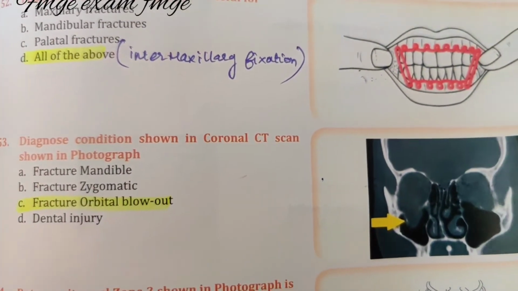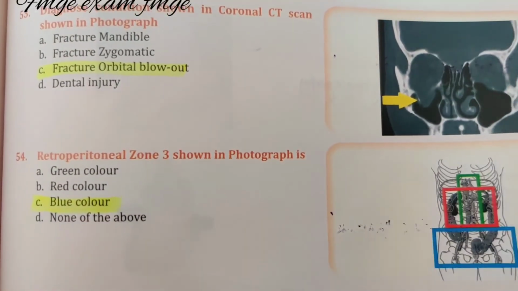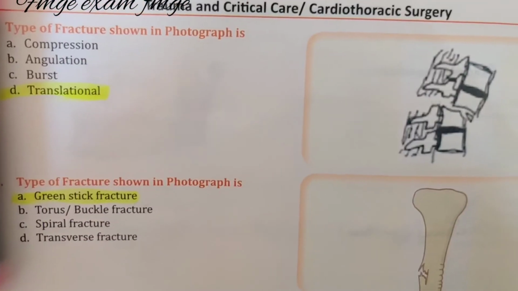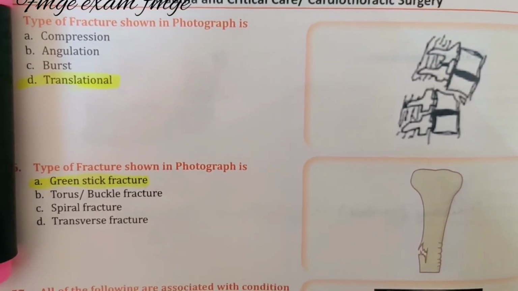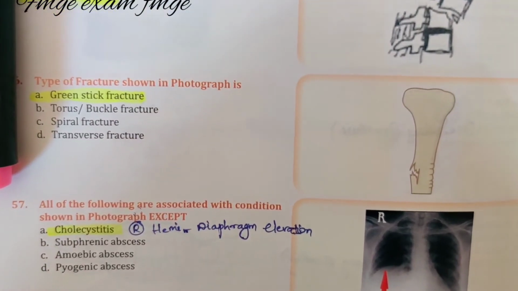Orbital blowout fracture. Retroperitoneal zone 3 shown in the photograph is blue color. Type of fracture shown in the photograph is translation. Type of fracture shown in the photograph is greenstick fracture.